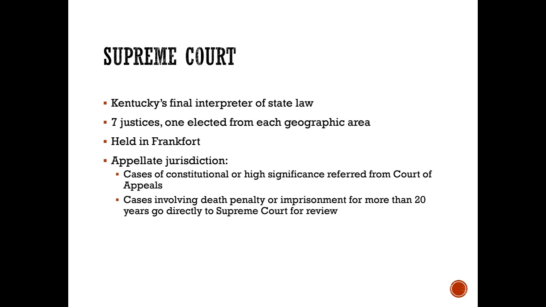It was created above the Court of Appeals. It had 7 justices, each elected from each geographic area, and it's held in Frankfort. And it only has appellate jurisdiction, so it can only hear appeals. And the only cases it can hear are cases of constitutional or high significance referred from the Court of Appeals, or cases that involve the death penalty or imprisonment in jail for more than 20 years. So those go directly to the Supreme Court for review. So basically, they only hear the most serious cases that need to be heard with as few delays as possible.